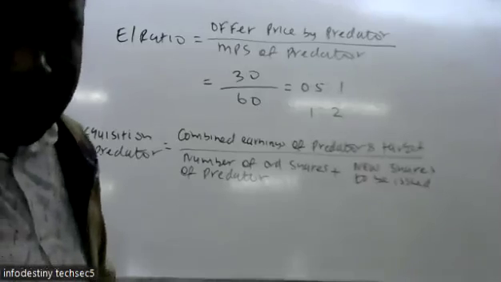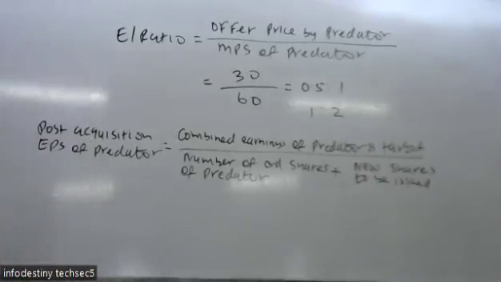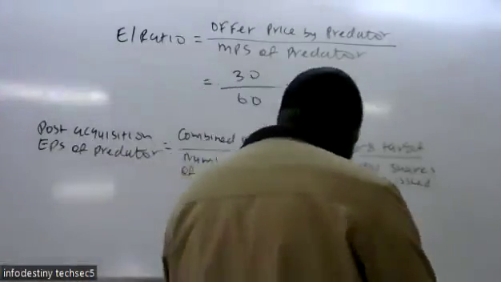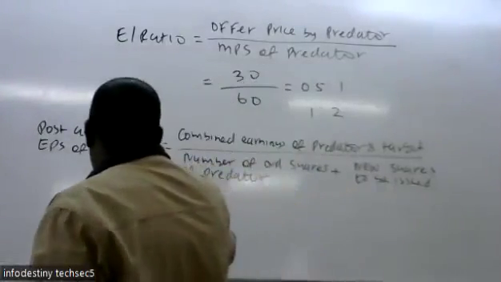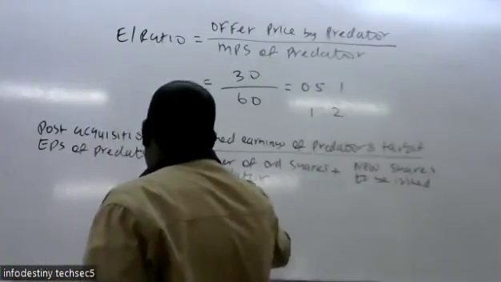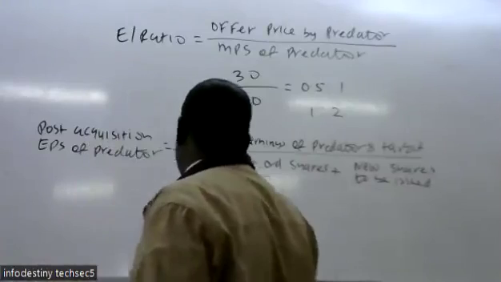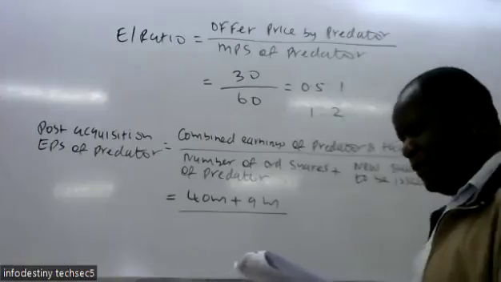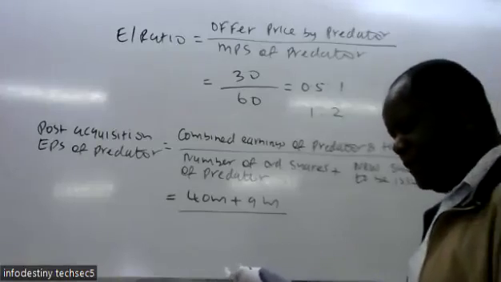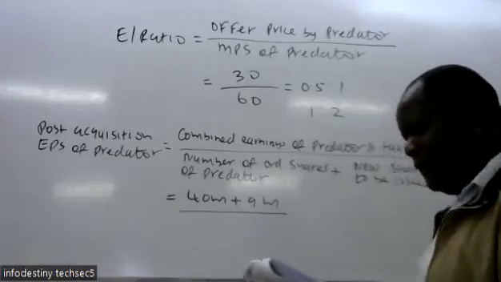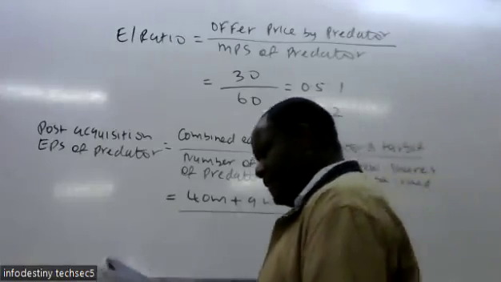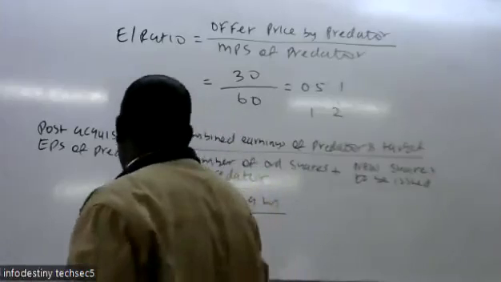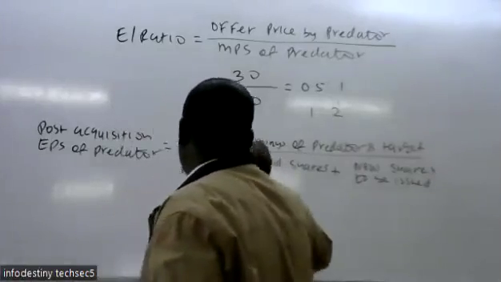Combined earnings are meant to be the net income: 40 million plus 9 million. The number of ordinary shares of the predator is the one for A Limited. There were 10 million ordinary shares outstanding. But there's something we have forgotten up here.